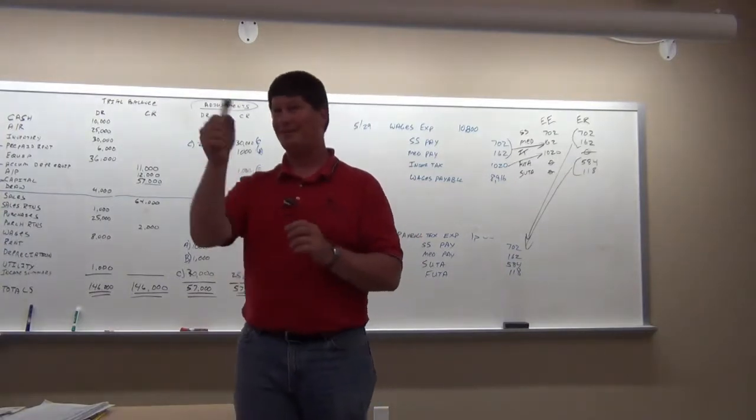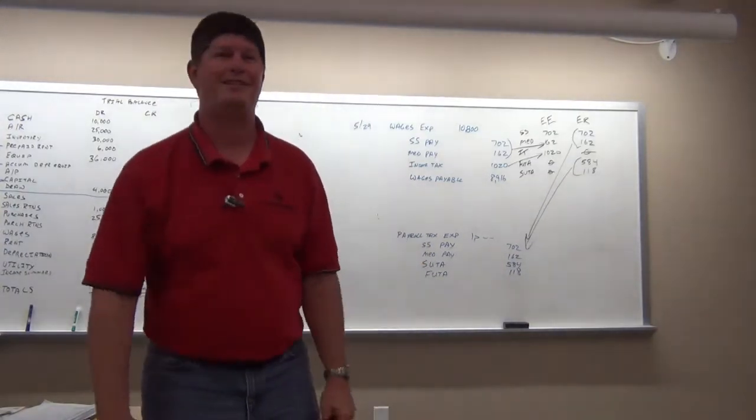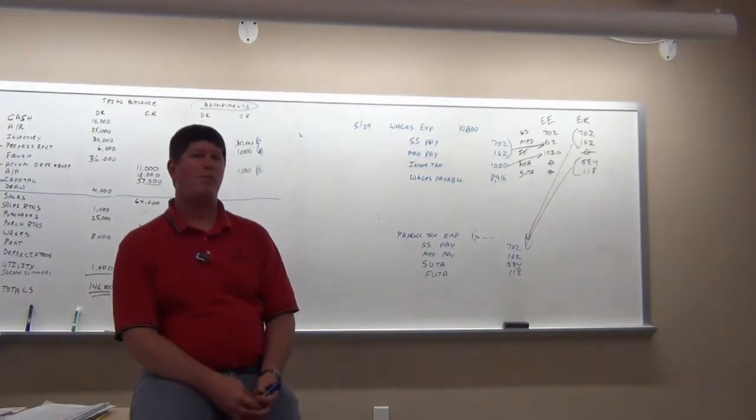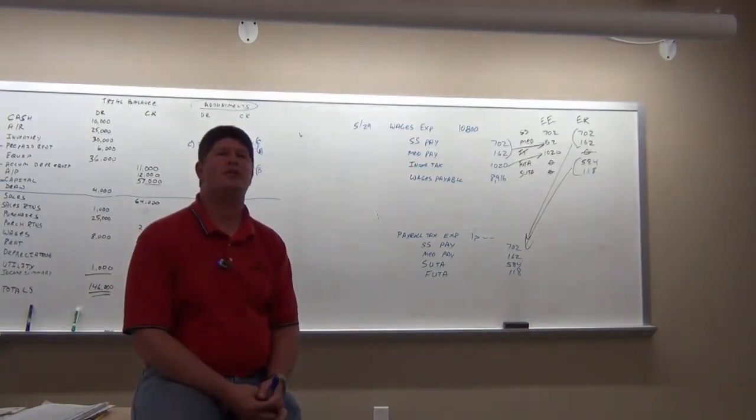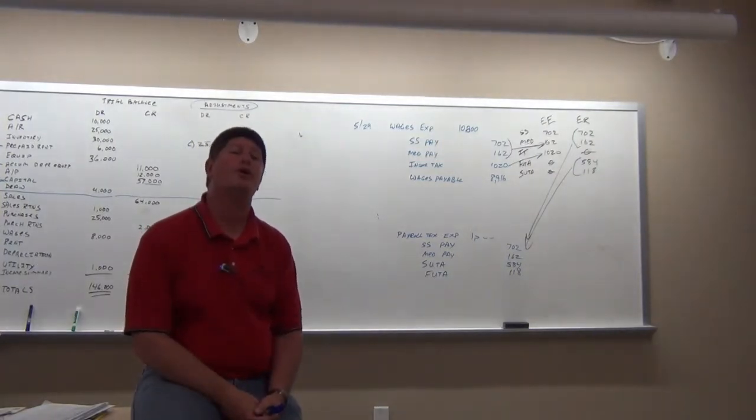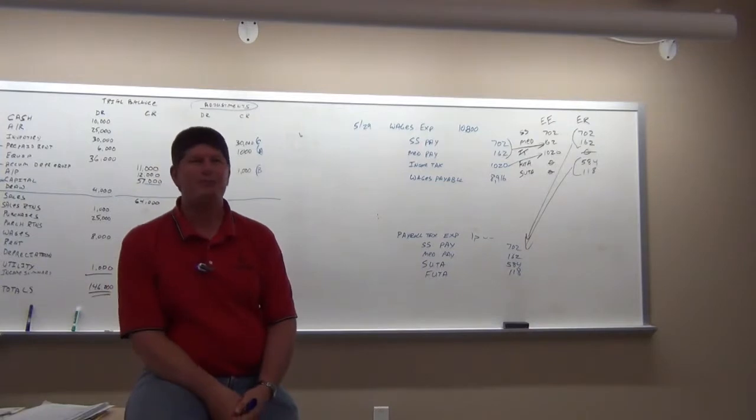Practice. Do some homework problems before the test. So what does EE and ER specifically stand for? EE is standard nomenclature for employee, and ER is employer. Employee and employer.